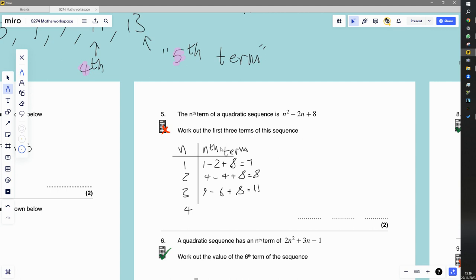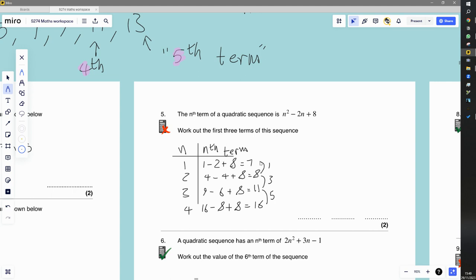Okay, so the fourth one is going to be 4 squared, which is 16, minus 2 times 4, which is 8, and then plus 8. So that's 16. Okay. Now the difference here seems to be changing. So 8 to 11 is 3. 11 to 16 is 5.